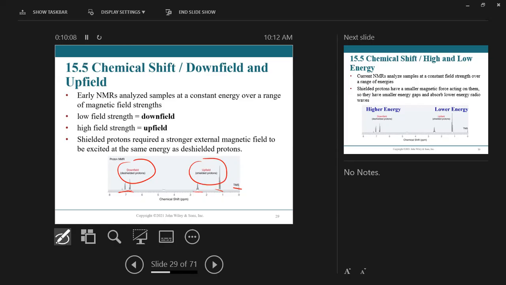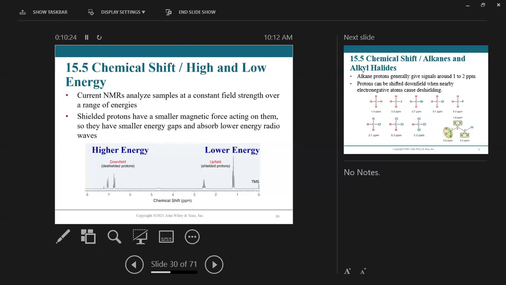It says shielded protons require a stronger external magnetic field to be excited at the same energy as deshielded protons. Current NMRs analyze samples at a constant field strength over a range of energies. Here we have shielded protons that have a smaller magnetic force acting on them, so they have a smaller energy gap and absorb lower energy radio waves. So these would be higher energy radio waves, and they indicate that for you right there.